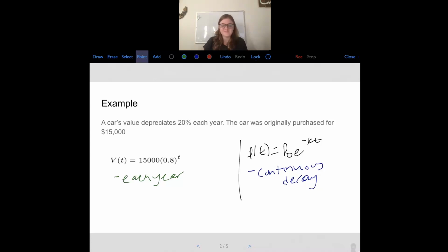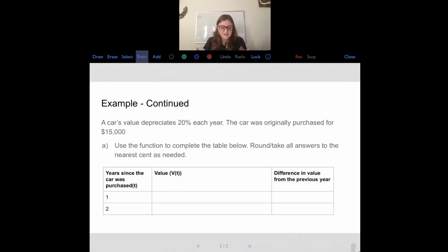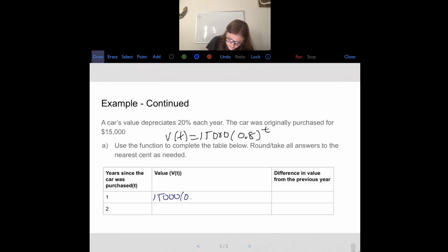Okay, so example continued. So we have our car's value depreciates by 20% each year. The car was originally purchased for $15,000. So use the function, so the one that I just had on the previous slide, times 0.8 to the t. Okay, so we're supposed to fill in this table. So when t equals 0 actually is the original value of the car. When t equals 1, what we would do is we would take our equation and plug in 1 for t, and if we evaluate this, we get 12,000.